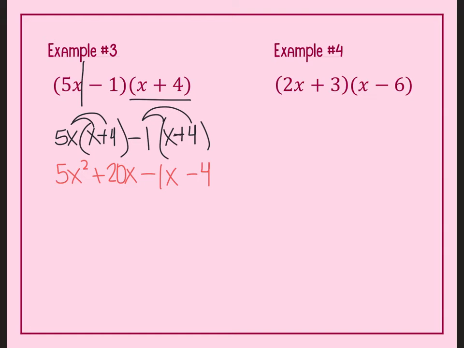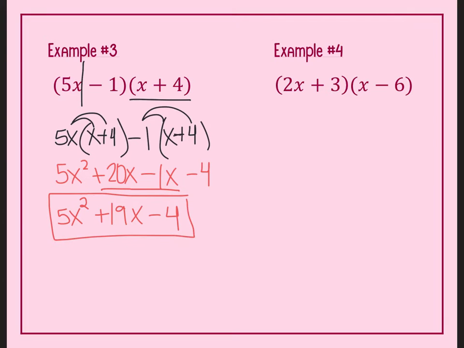And now to combine like terms, 5x squared has no other like terms. And then I have 20x minus 1x. That becomes a positive 19x, because I combine these two together and then bring down the negative 4. And this is your answer. Okay, so again, this looked like when we did factoring, factors of AC whose sum is B. So again, this is factoring backwards, and you'll get that answer.